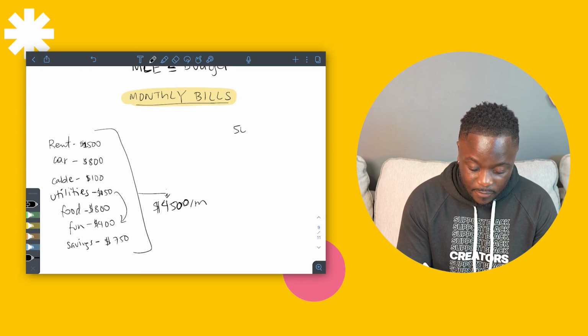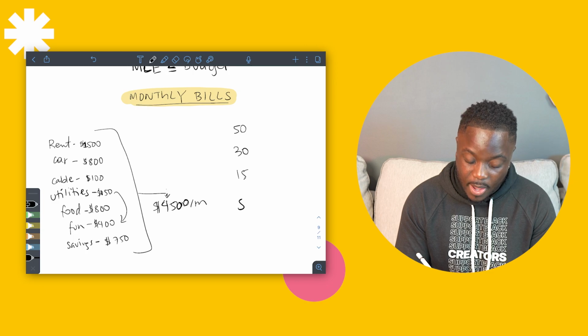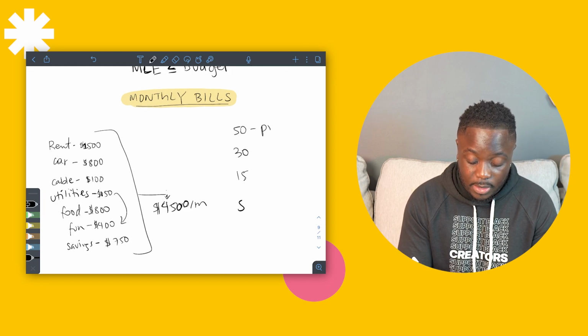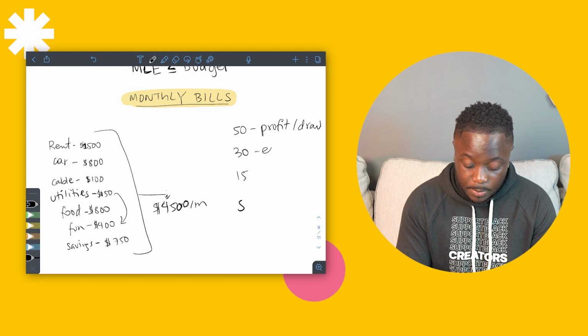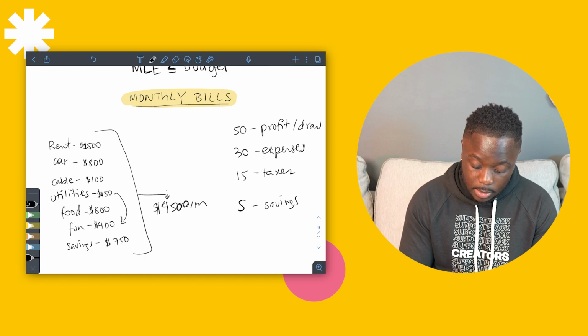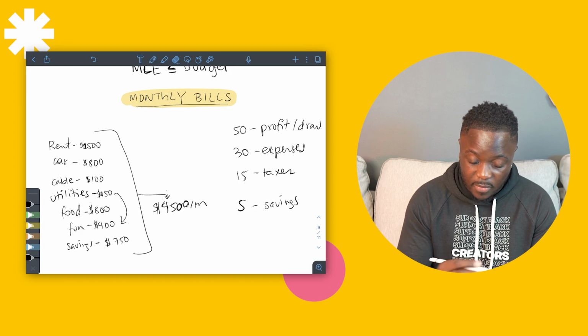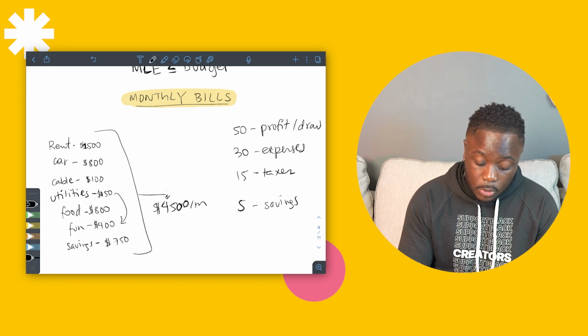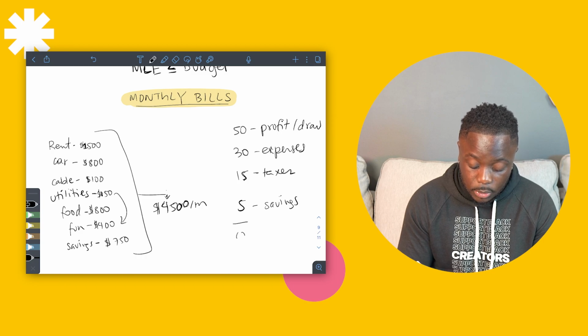It goes by 50, 30, 15, 5. What these stand for is: 50 stands for profit, or draw, or owner's draw. 30 stands for expenses. 15 is taxes. And 5 is going to be savings. Sometimes I make profit a separate category, sometimes I make it investing, but we'll just call it savings for simple math right now. So this equation should equal 100%.